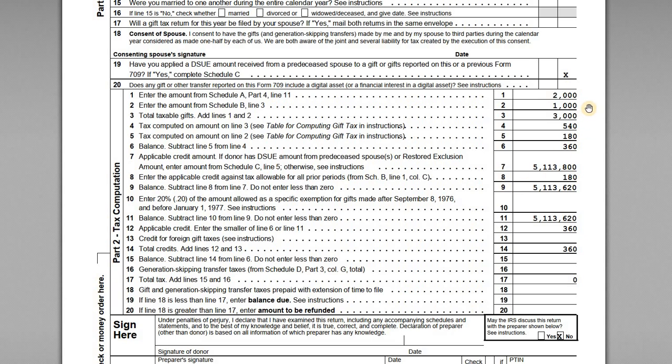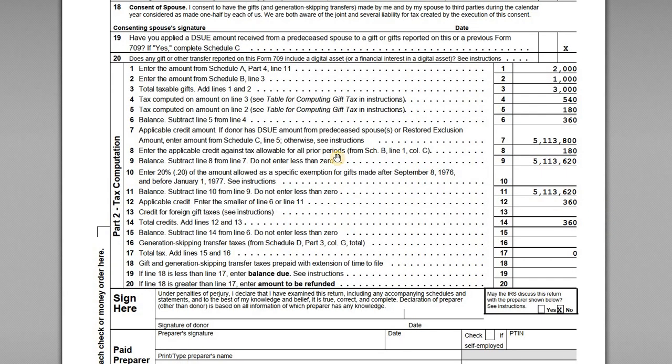On line 2, with our $1,000 figure, we have $1,000 times 18% gives us $180. So the balance here is $540 minus $180, $360. This is effectively the amount of tax that applies to the current year taxable gifts, right? So 18% times $2,000. Now, moving on to the applicable credit amount.